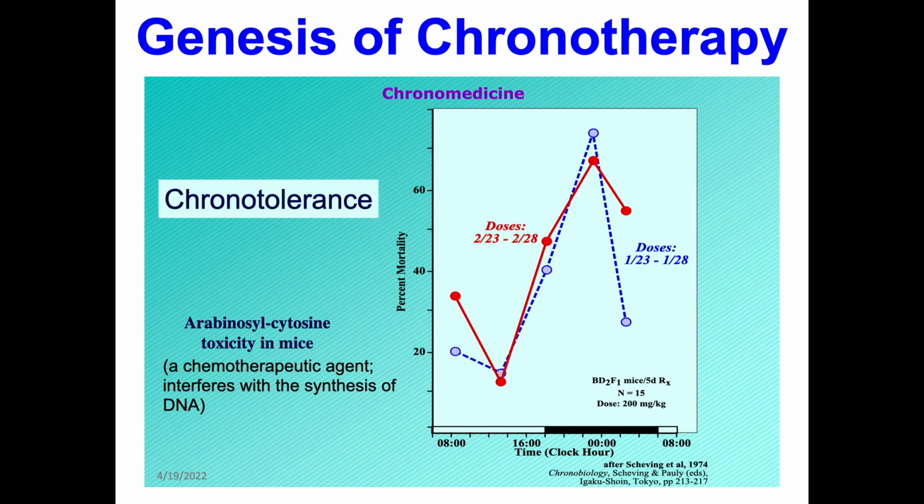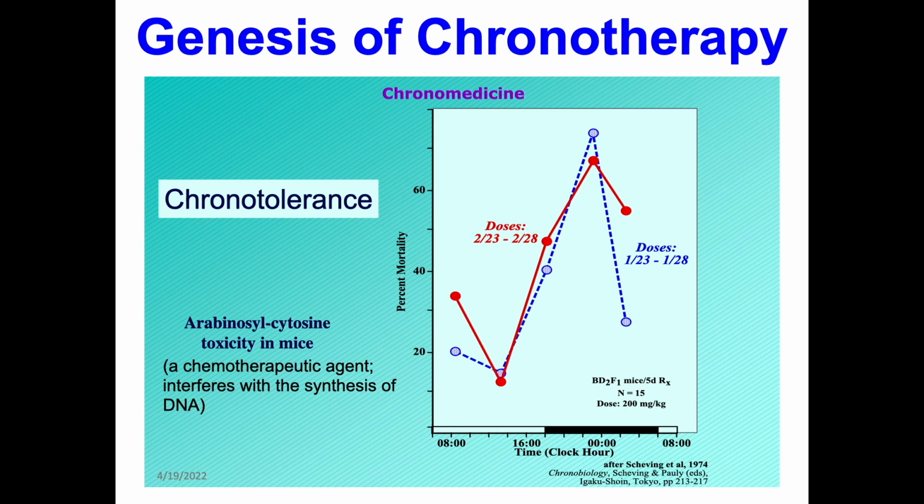What they did was divide the mice into 5 groups and deliver the arabinosyl cytosine at 5 time points of the day. In the first group, the dose of the drug was 200 mg per kg of body weight, and it was delivered in the early morning, the rest span of the mice, because these are nocturnal animals and during the daytime they are inactive.